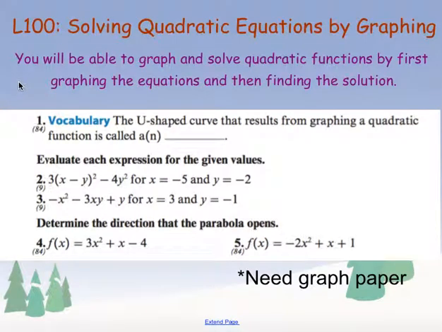Algebra 1 Lesson 100. We are solving quadratic equations by graphing. So we've done a lot of solving these quadratic equations, even by factoring and solving with our zero product property. But now we're going to make sure that we know how to solve these by graphing.